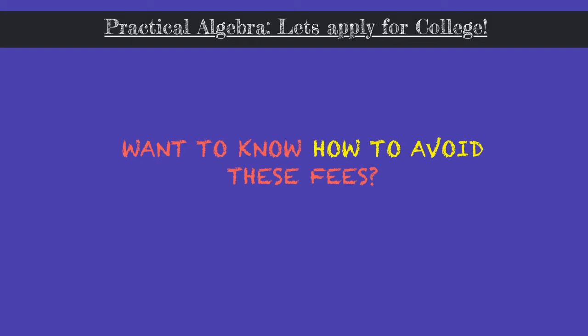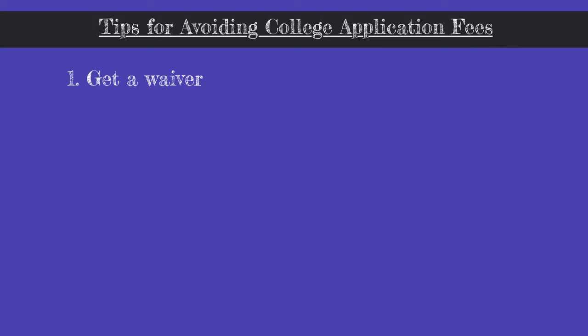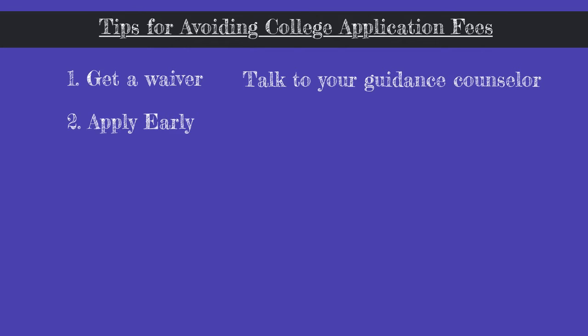Want to know how to avoid these fees? Well, absolutely, if you're staying throughout this video. First of all, you want to get a waiver. A waiver is an opportunity where you don't have to pay the application fees for a certain number of colleges. So where can you get these waivers from? Well, you can talk to your guidance counselor. Your guidance counselor at your school would know where to find these waivers and also who would be eligible for them as well.